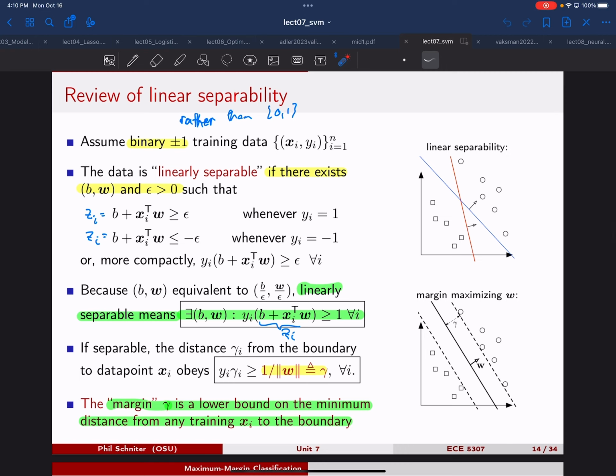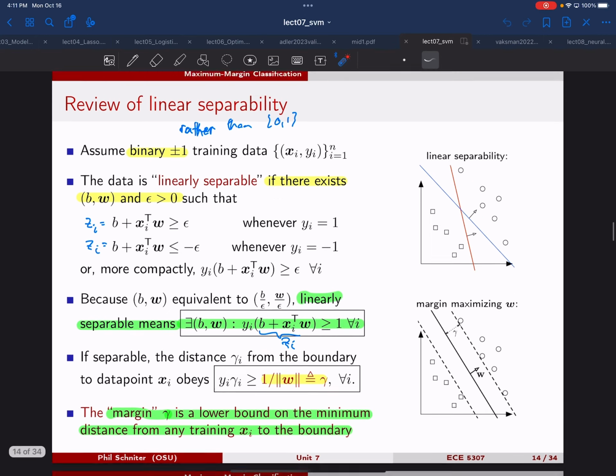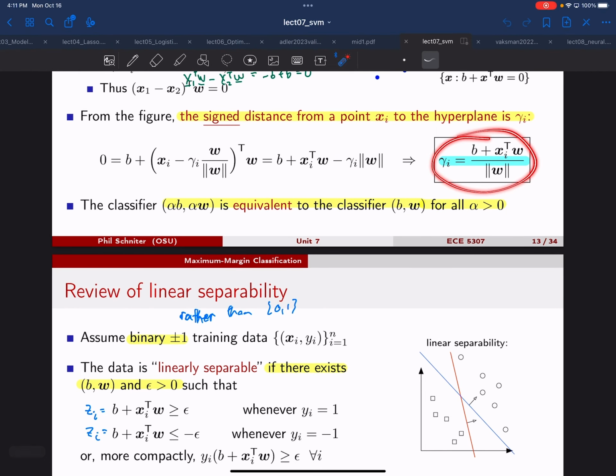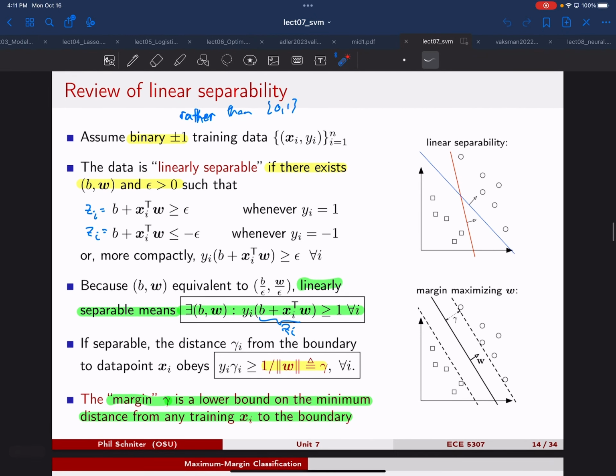So when we talked about linear separability, we were able to write linear separability this way, which says there exists some b and w, so that for all training samples, this sign-corrected score is greater or equal to 1. And then we were able to combine that with our equation for the signed distance from a point to the boundary, to get here. So this is an important relationship.